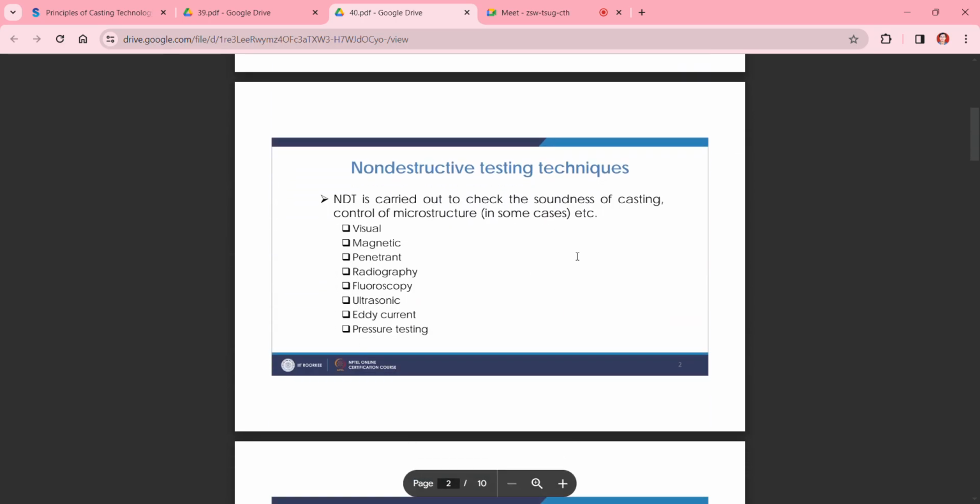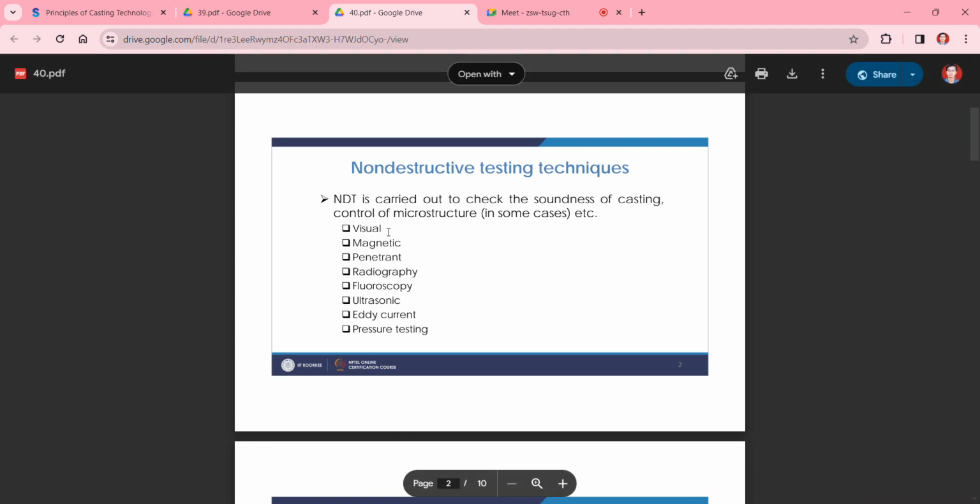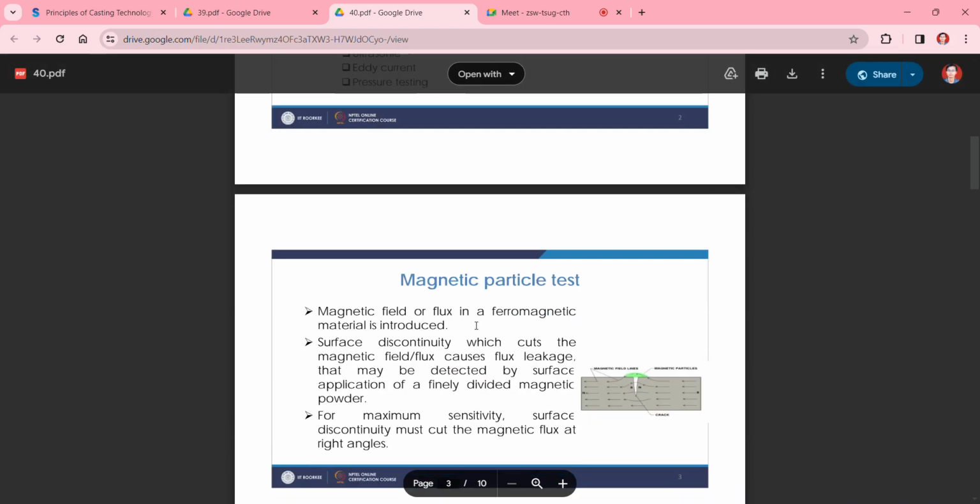So coming to the types of non-destructive testing techniques, there are many types of NDT methods which are carried out to check the soundness of casting and control of microstructure in some cases. The testing techniques are based on visual inspection, magnetic inspection, penetrant, radiography, fluoroscopy, ultrasonic, eddy current, and pressure testing. Now we will discuss every NDT testing method one by one.